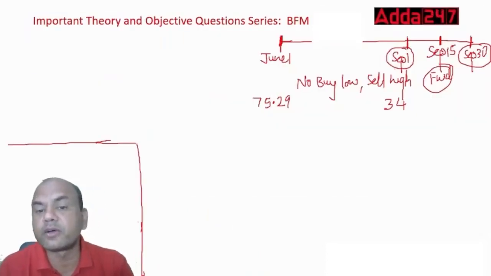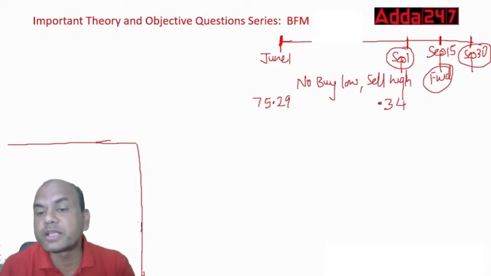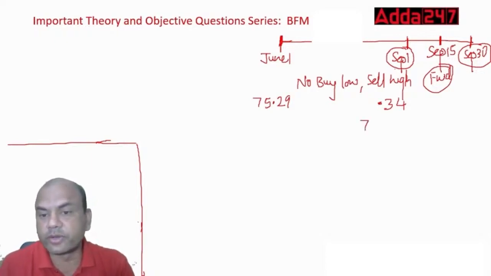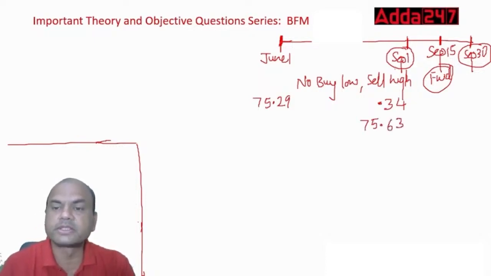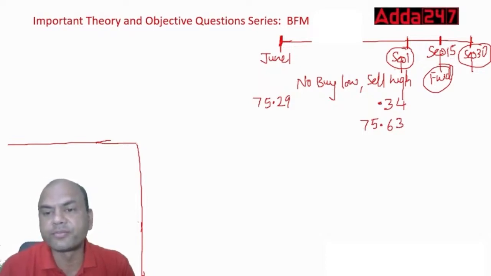So what is my rate now? 75.29 plus 0.34. Take this point. So what is the answer you're getting? It is 75 point what? 75.63, right? Add this. How many of you have got this? 29 plus 34. 33, 43, 53, 63. Isn't it? This is one.